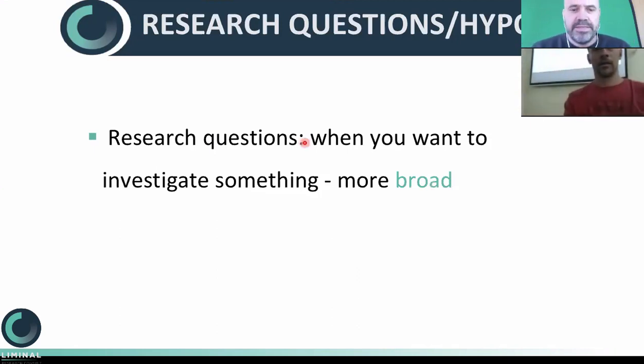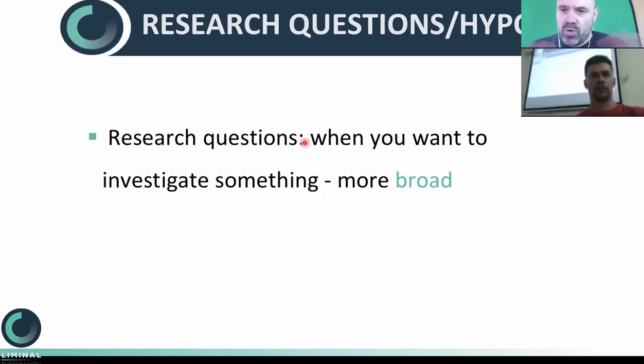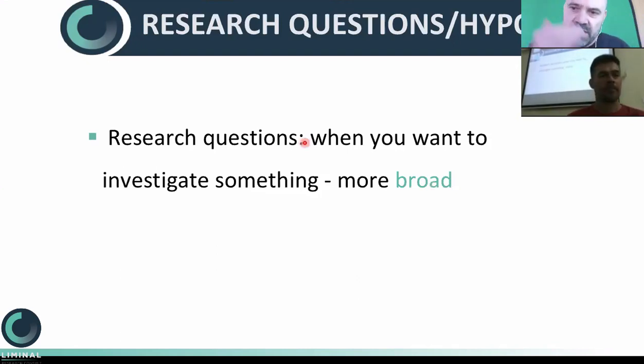So a research question is more broad. You set your research question and you want to try to answer it. And then your hypothesis is more specific. So you want to test a hypothesis. The research question is more broad, something that you want to investigate. So you can have your research questions and then you can have specific hypotheses that you want to answer.